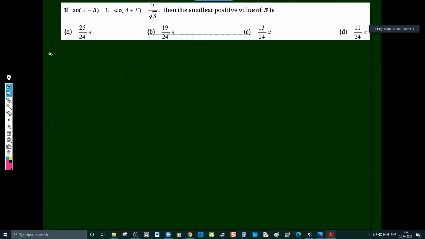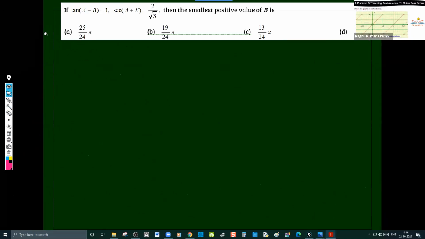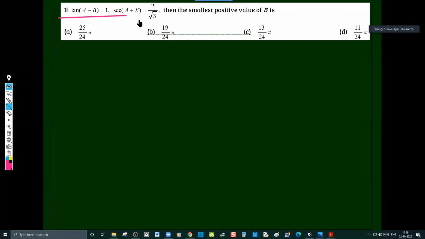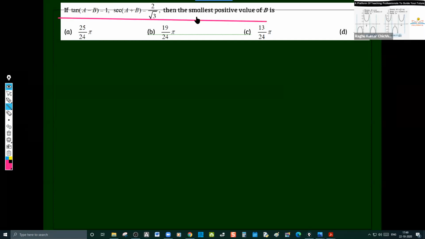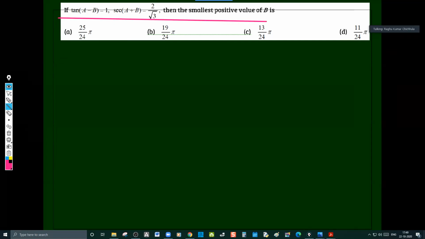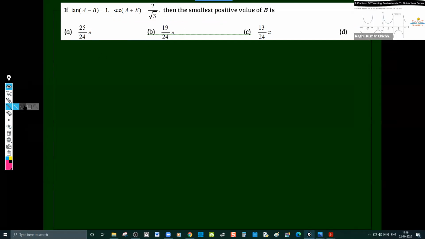This one: tan of A minus B is equal to 1, secant of A plus B is equal to 2 by root 3. The smallest positive value of B. Are you able to read the question, both of you? Yes, sir. Here the twist in the question is that he is asking the smallest positive value of B. This is the twist in the question. So you have to write all the values. What I mean by all the values, you will understand now.